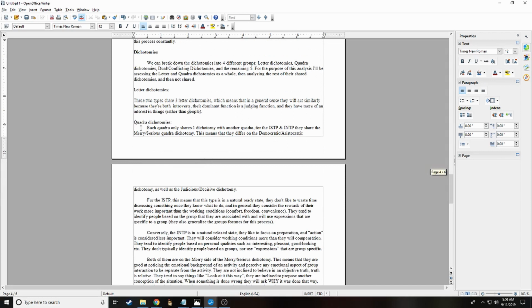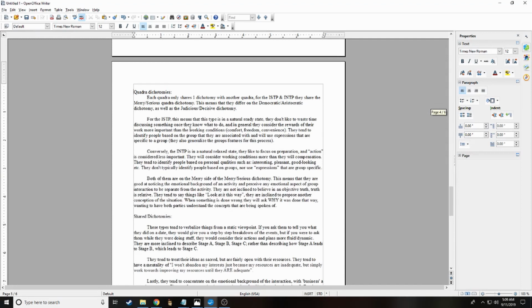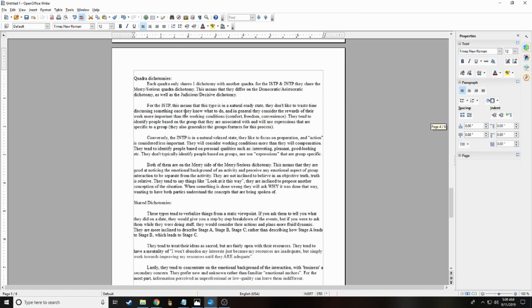Okay, so quadradichotomies. Each quadra only shares one dichotomy with another quadra. For the ISTP and INTP, they share the Mary-Series dichotomy. This means that they differ on the democratic-aristocratic dichotomy, as well as the judicious/decisive dichotomy. So we'll get into those here in a little bit. For the ISTP, this means that this type is in a natural, ready state. They don't like to waste time discussing something once they know what to do, and in general, they consider the rewards for the work more important than the working conditions.